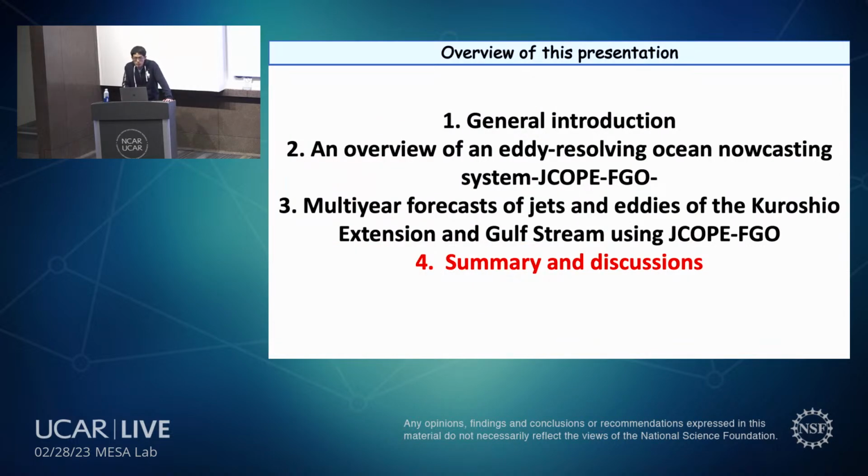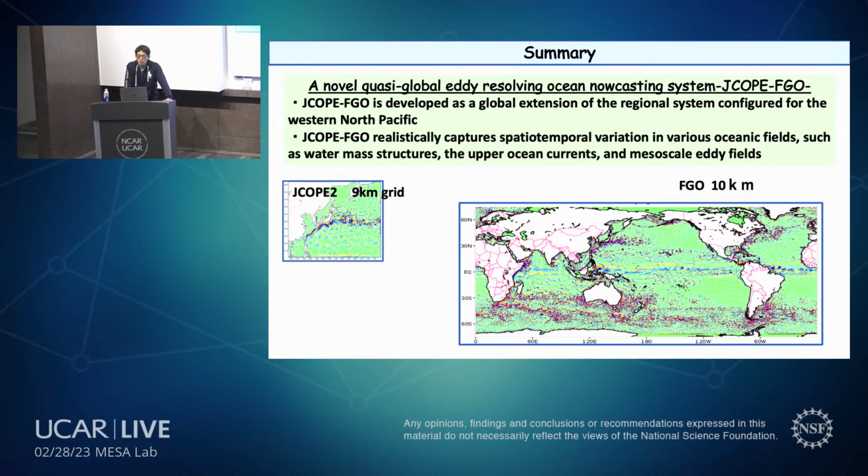Okay, so let me briefly summarize this talk. In the first part, I introduced our newly developed semi-global ocean DNS product called Jacob FGO. This was developed as a global extension of the regional system configured for the North Pacific and covers the semi-global ocean with a horizontal resolution of about 10 kilometers. Extensive validation of analyzed fields of Jacob FGO against available observations demonstrated that spatial temporal variation in various oceanic fields, including water mass structures, ocean currents and eddy fields, is reasonably reproduced in our new system compared to other existing systems that do not explicitly resolve mesoscale eddies.